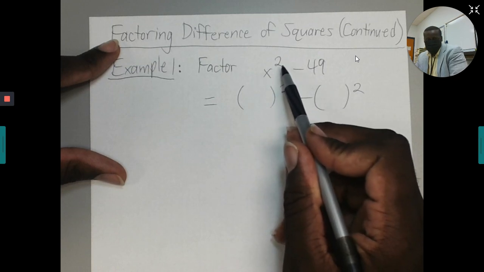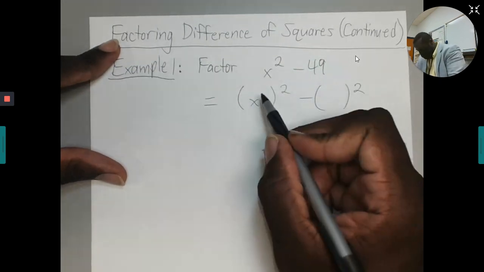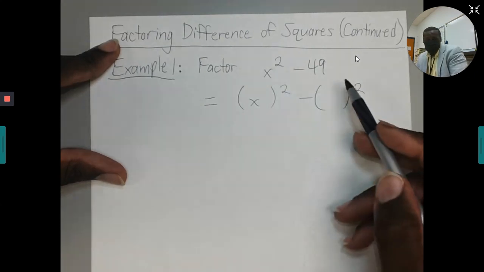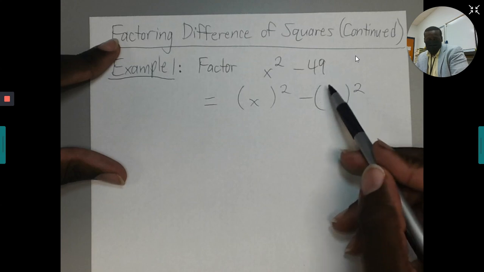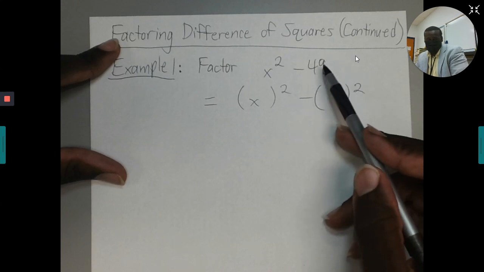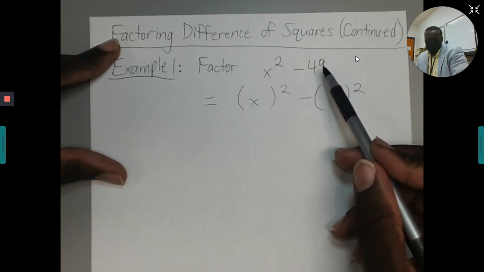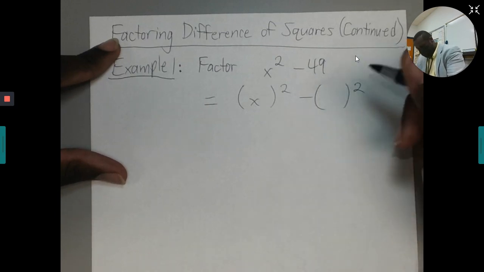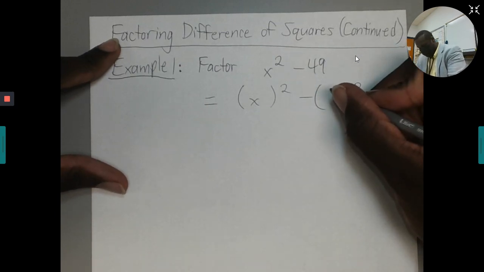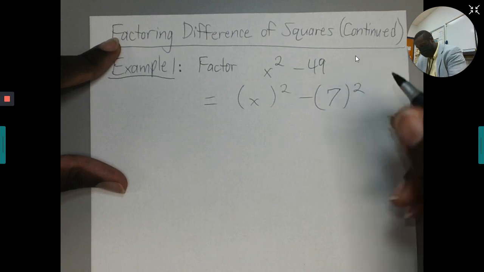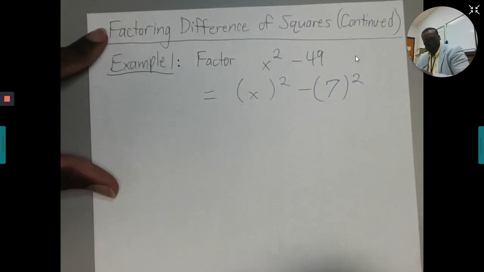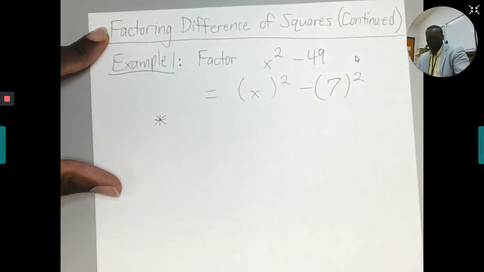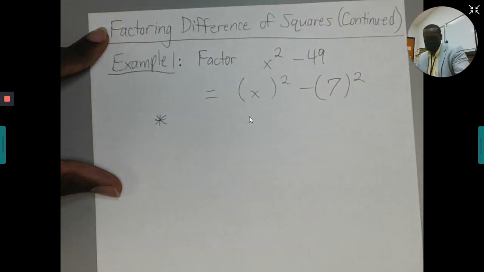that exponent by 2. So inside here, you'll have x to the first power. And what number squared will give you 49? If you just take the square root of 49, you will get that, and that is 7. So that first step was rewriting it in that form.